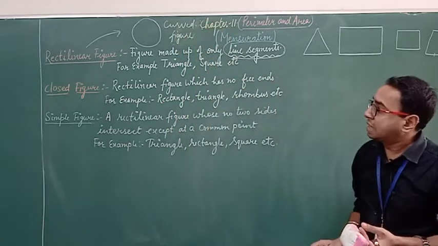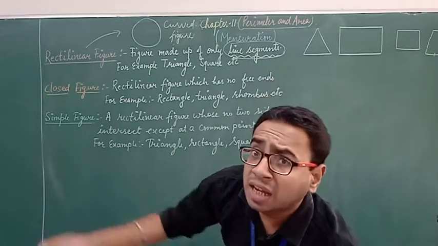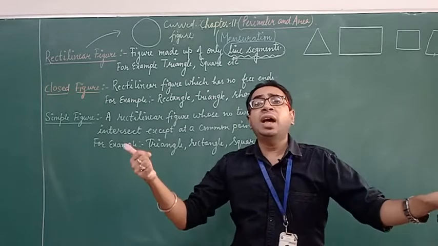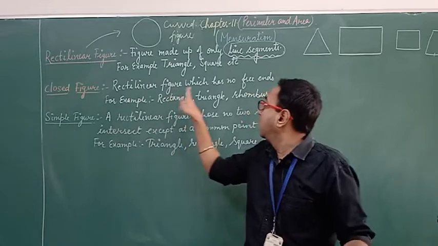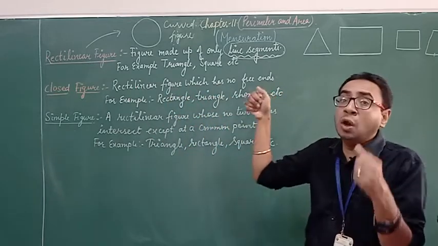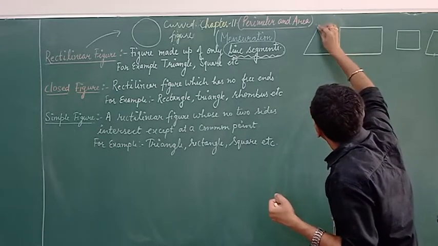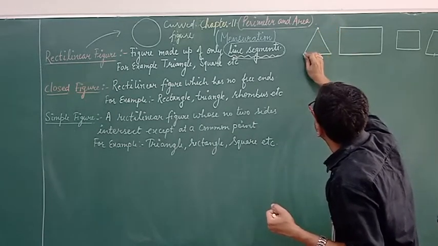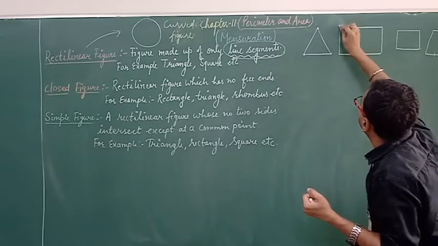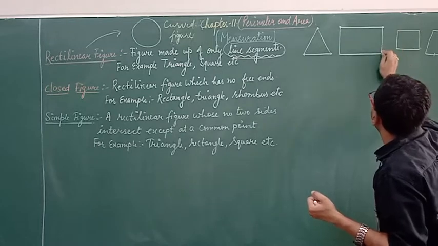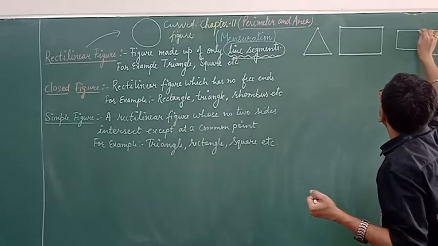Clear with this? Next, closed figure. Closed means what? You are inside the room and I lock the door from outside. What will happen? You are closed in the room. That is what closed means. A rectilinear figure which has no free ends. What do you mean by free ends? If we talk about these figures, they do not have free ends. Free ends means they are not open, any point is not open. If I talk about a triangle, there is no open point. In a rectangle, not even a single point is open, all points are closed. Hence, they do not have any free ends.